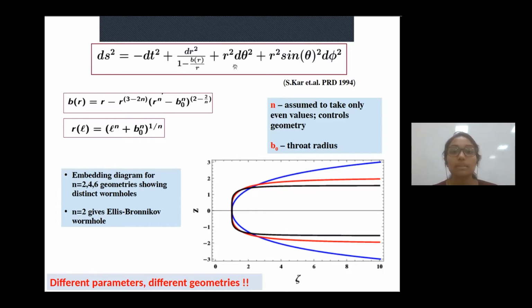So this is the metric of the wormhole family. This was first discussed in this 1994 paper by Shan et al.